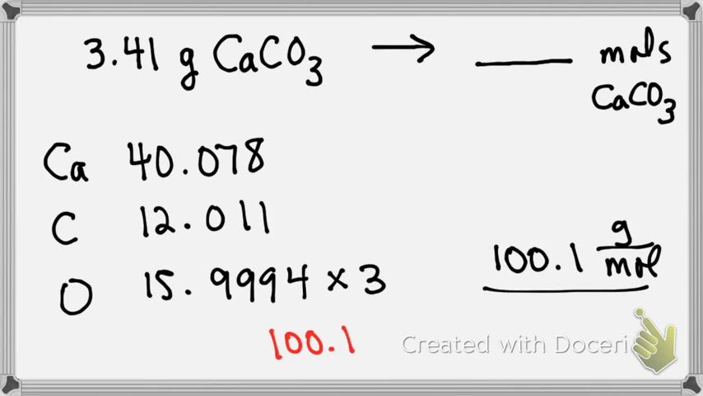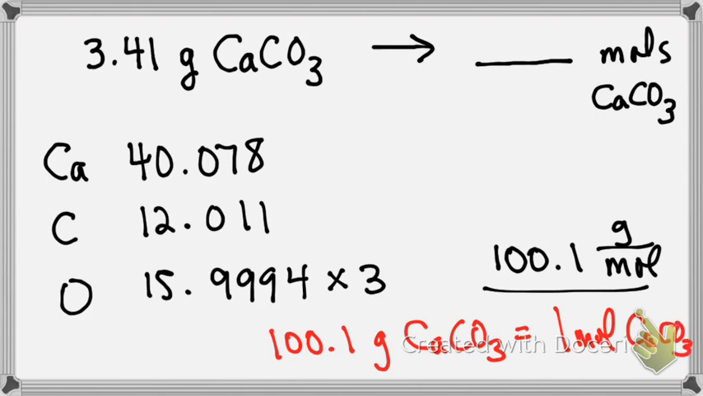That means now we have a conversion factor that we can use for this problem. 100.1 grams of calcium carbonate is equal to 1 mole of calcium carbonate. And we're going to use that conversion factor to convert from grams to moles.